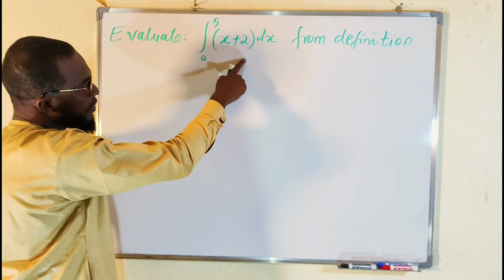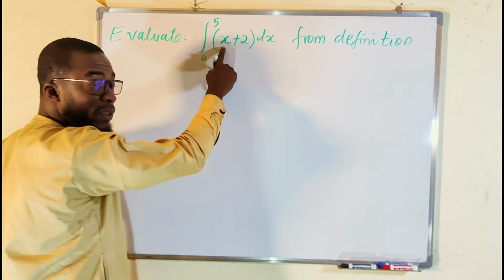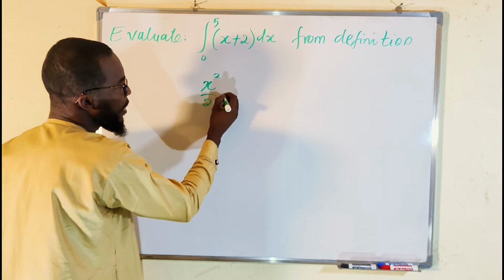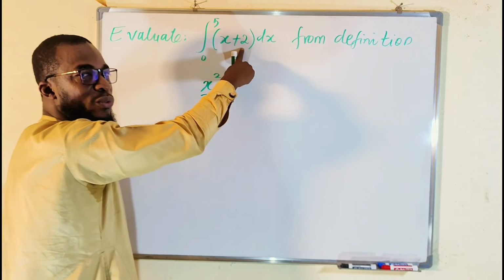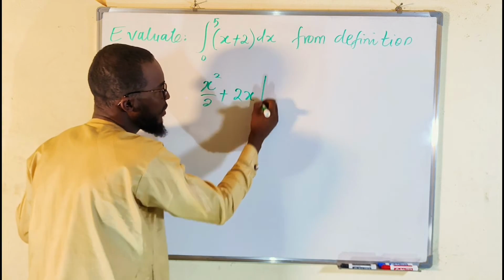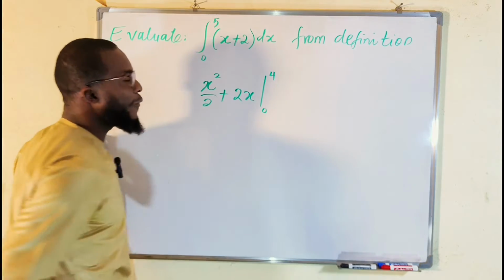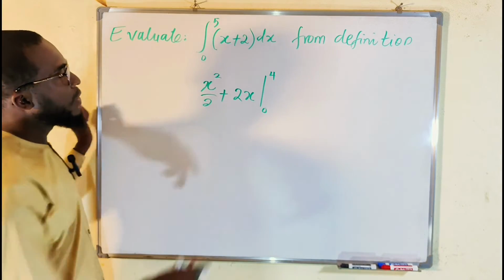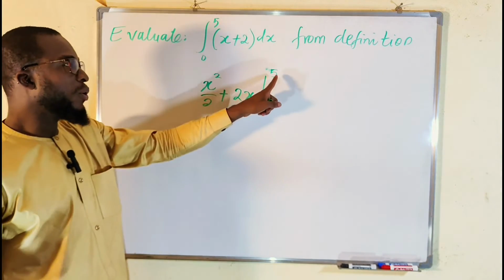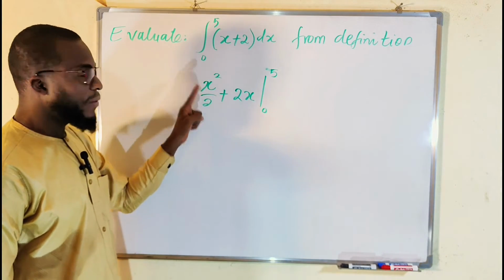You know that to integrate this function, x with respect to x will give us x squared divided by 2, plus the second term, which is 2. If you integrate it with respect to x, you get 2x. The limit from 0 to 5, sorry, it should be 5. You plug in the upper limit first wherever you have x.